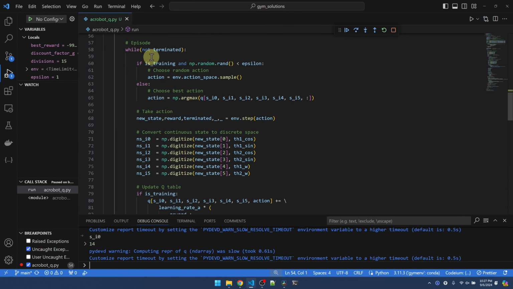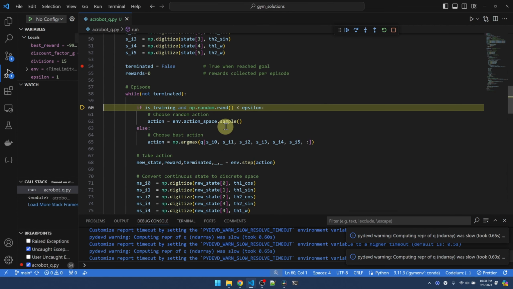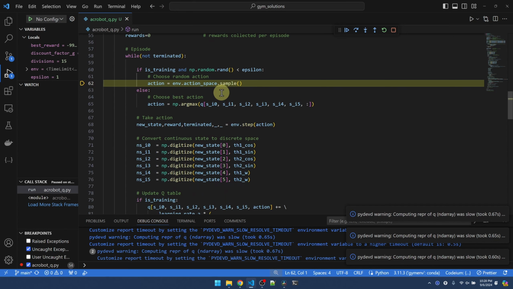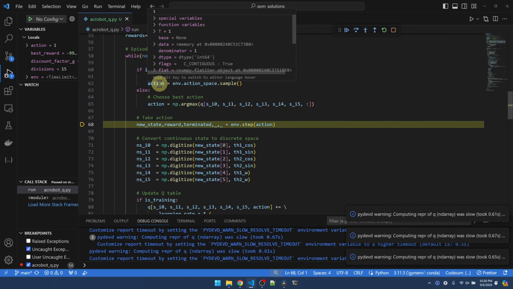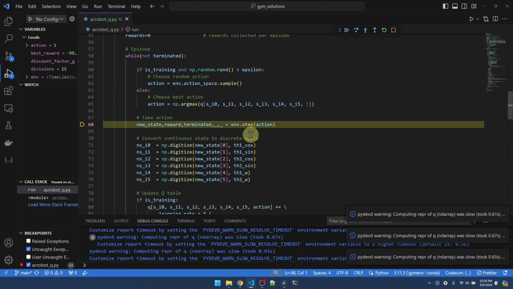So while the episode is not terminated, we do epsilon greedy here, either to choose a random action or to choose the best action that we know of based on what's in the Q table. Let's continue to step our code. It's going to choose a random action. The random action that was chosen is action 1. We pass that action into environment.step.